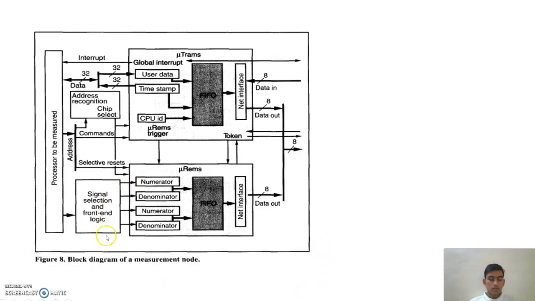So this is a block diagram of the measurement tool, in which we have PTRAM and PRAM. The processor to be measured is connected using the chip.